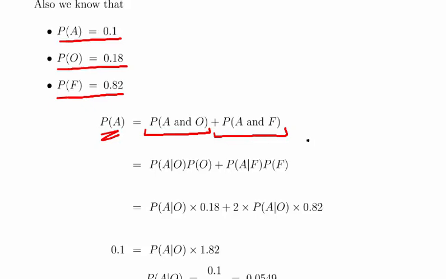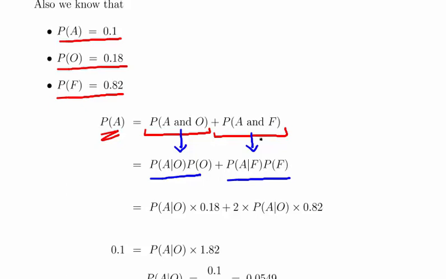Essentially, you can split up an event into component parts if you're able to account for each possible scenario. And here the scenarios are office or factory floor. So using the conditional probability formula, we can express the probability of A and F as the probability of A given F times the probability of F. That is the conditional probability formula just applied there.